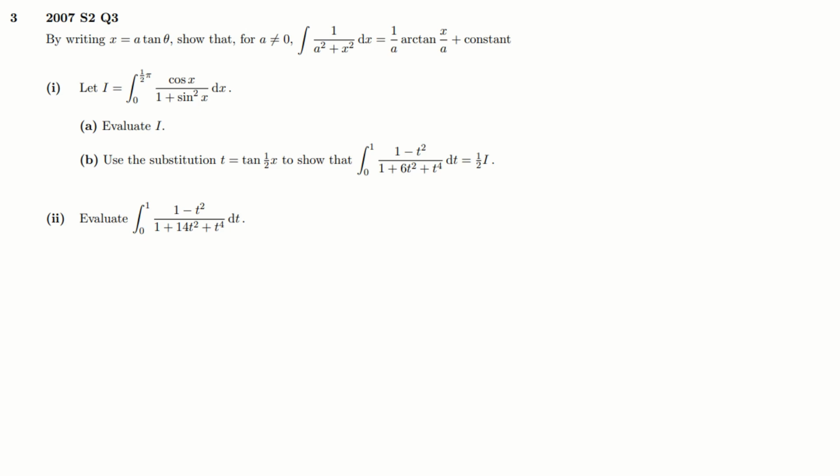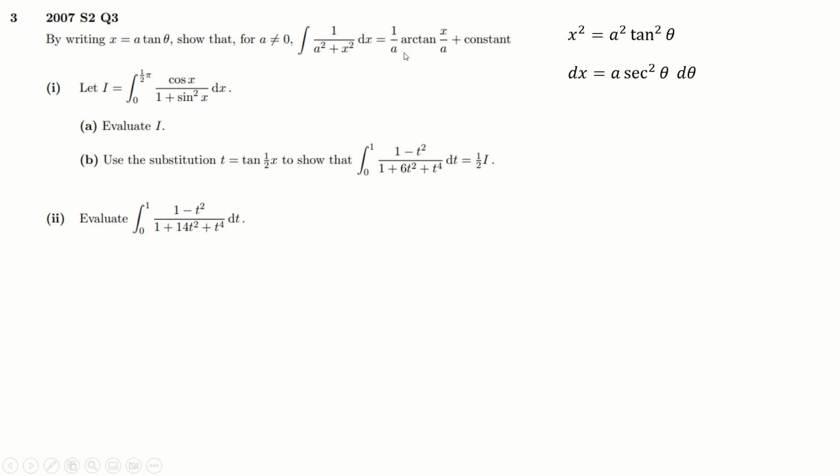Question 3 from the Trig booklet, the Step 2 booklet. This is a great question because it just allows me to do some more integration, which is always nice. First, I'm going to prove this result here by using x equals a tan theta. So of course, x squared is a squared tan squared theta, and dx is a sec squared theta d theta.